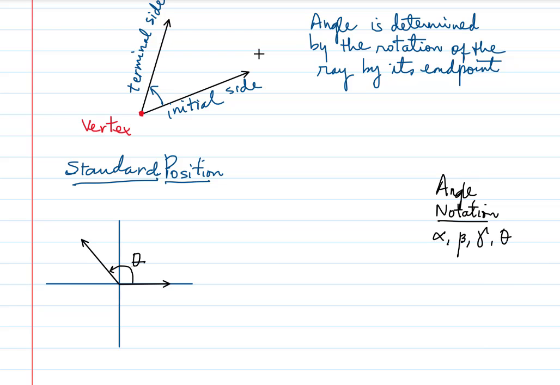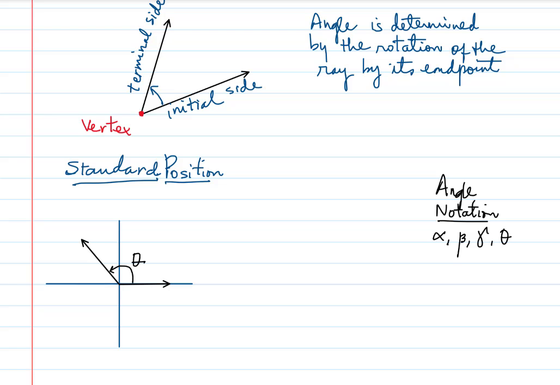Now, I have mentioned going clockwise or counterclockwise, but that would be a good time to mention positive and negative angles. From now on, every time we graph or picture an angle, we're going to think of it in standard position. So always start on the positive x-axis and then go from there to the terminal side. Every time you have an angle that goes from the initial side to the terminal side in a counterclockwise direction, then that angle is going to be positive.